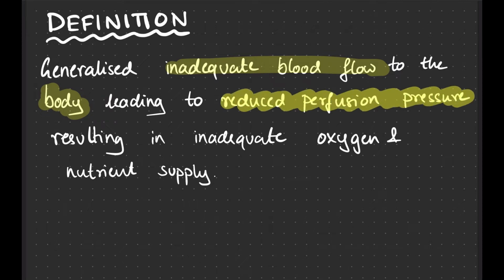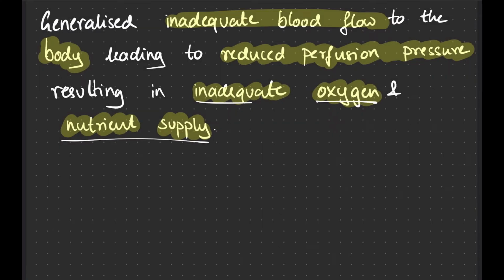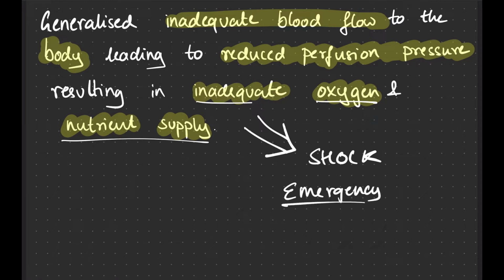What does that mean? Perfusion pressure basically means the amount of blood along with oxygen and nutrients flowing to the tissues, so reduced perfusion pressure results in inadequate oxygen and nutrient supply to tissue. The last 2 points, inadequate oxygen and nutrient supply, are the ultimate cause of shock and why it's an emergency situation and needs to be treated immediately.